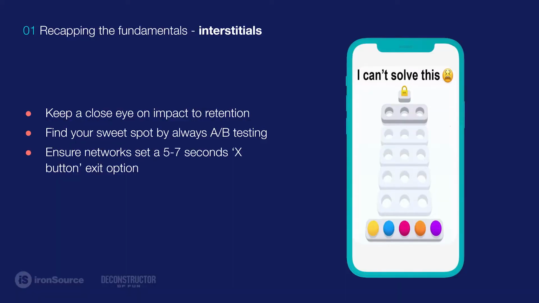The sweet spot is what we call it, this place where you're maximizing revenue while bringing the minimum drop in retention. It can be found through A/B testing, and in interstitials, any idea you have or anything you want to do, you have to A/B test.